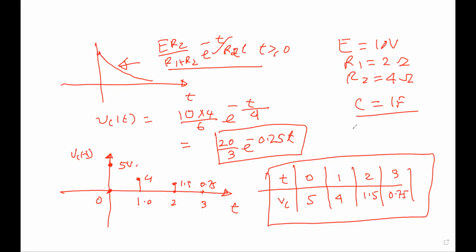If we want to find, for example, the current flowing through the capacitor during this discharging phase, what is the relationship between current and voltage in a capacitor? Sir, I equals C into dV by dt. Okay, fine. Then C is given to you as 1 farad, so our current I would be equal to dV by dt, isn't it?